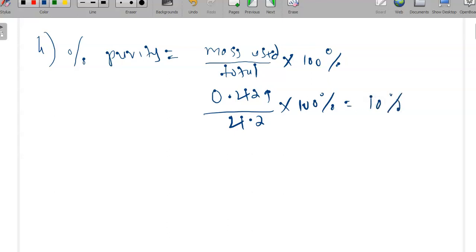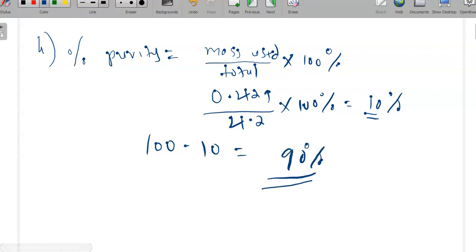So 10% of the sodium hydroxide is impure. So the purity will be 100 minus 10. Then what do you get? You get 90% of this solution is pure. 90% of this solution is pure. Thank you. This is how you do the questions, please, my friends.